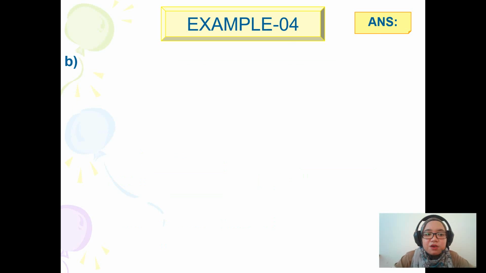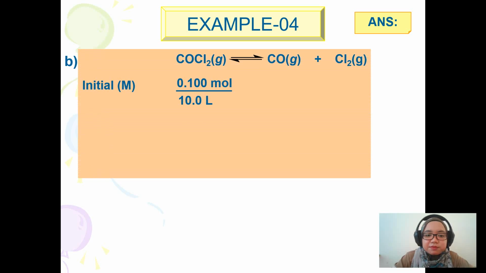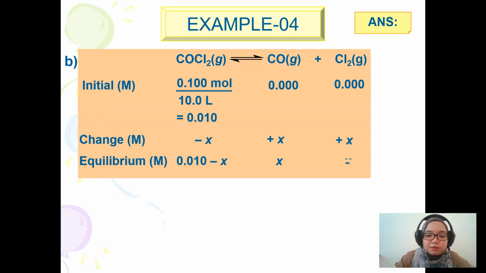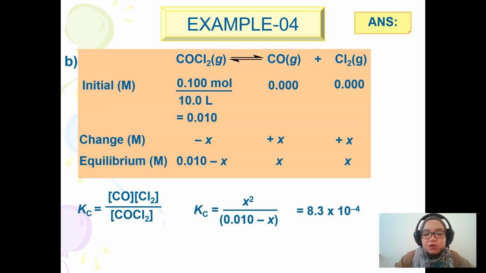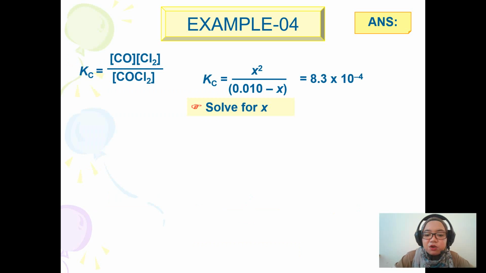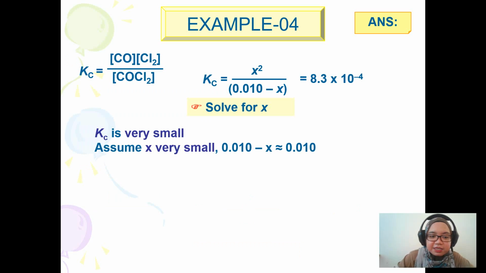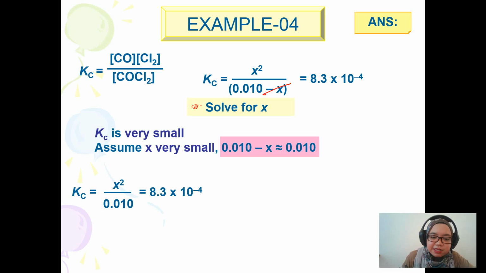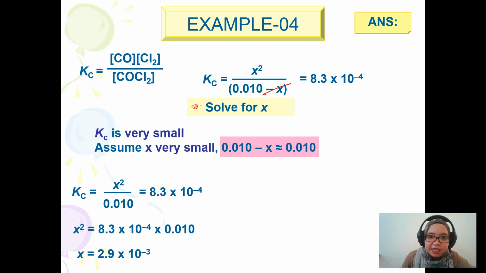However, for this example, we have this value too. When we solve for x, we see that Kc is very small, so we assume that x is also very small and there is no difference, so we ignore it. We use Kc equals x² over 0.01 equals 8.3 × 10⁻⁴, and we get x equals 2.9 × 10⁻³.